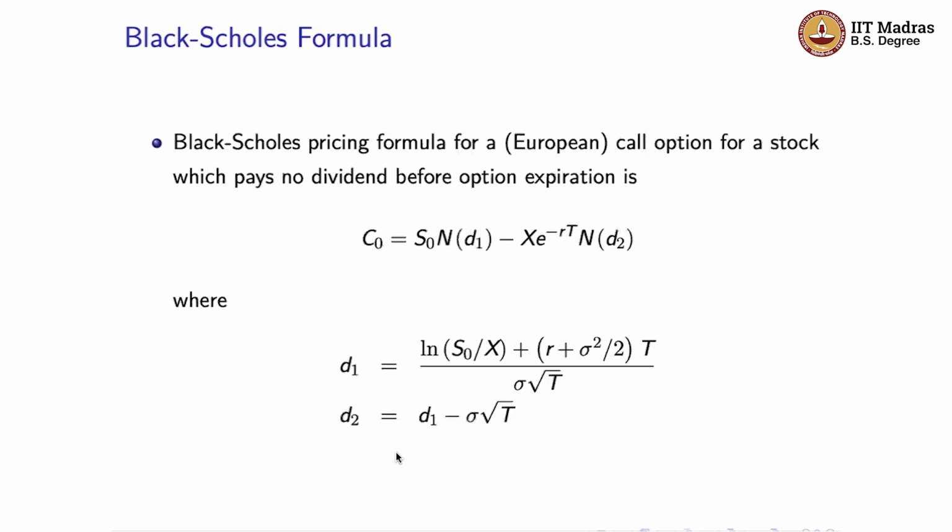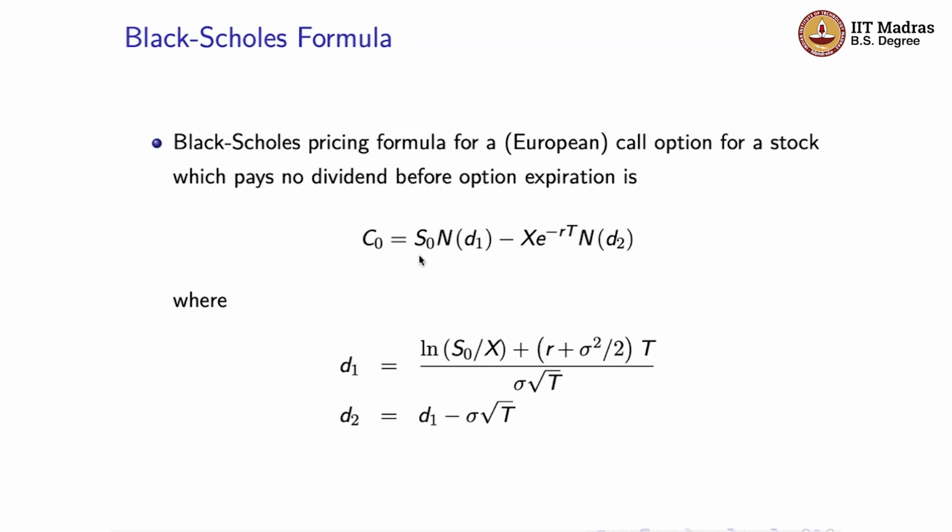So the Black Scholes pricing formula for a European call option for a stock which pays no dividend before option expiration is given by the following formula. So this is one of the most famous formulas in finance. So let's take a look first at what it says. This is a bit symbol heavy. So we have C0 equal to S0 N(d1) minus X e to the power minus rT N(d2), right?